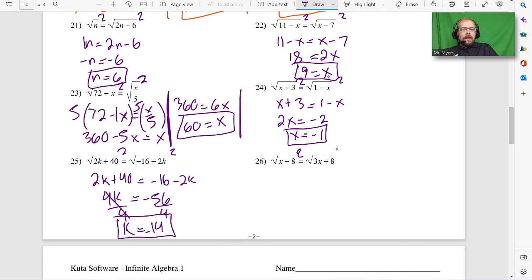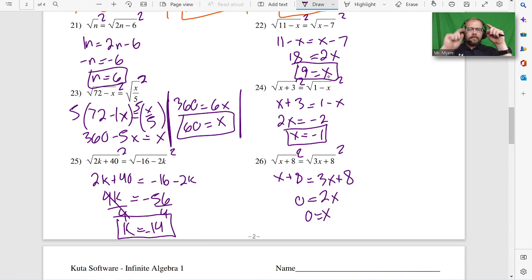All right, square, square. x plus 8, 3x plus 8. Subtract x from both sides. Subtract 8 from both sides. Oh, that's 0. So x is 0. But does that make sense? Well, yeah. If x's are both zeros on both sides, you get the square root of 8 equals the square root of 8. So yeah, that makes sense. x equals 0 is an okay answer.